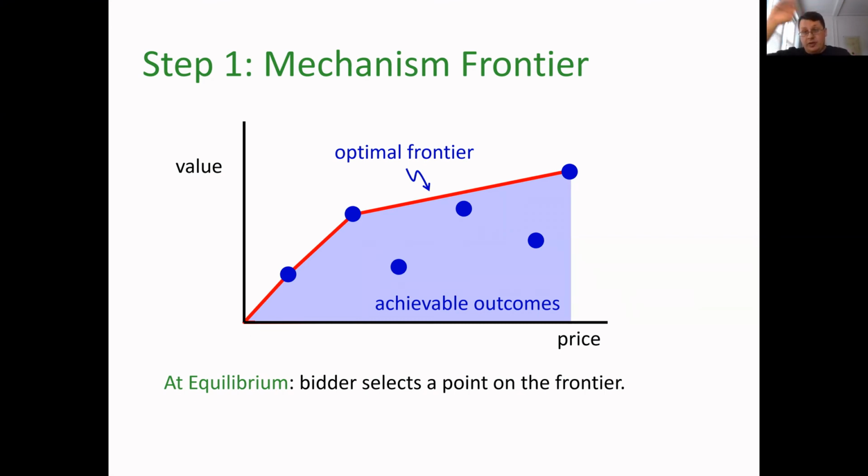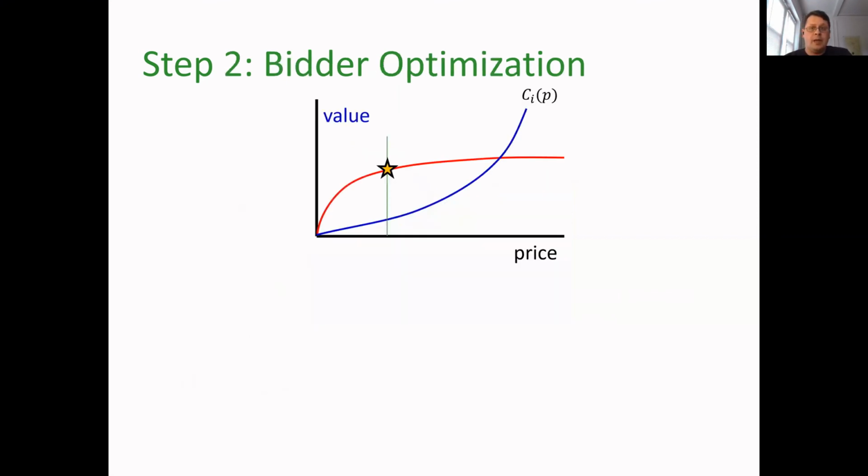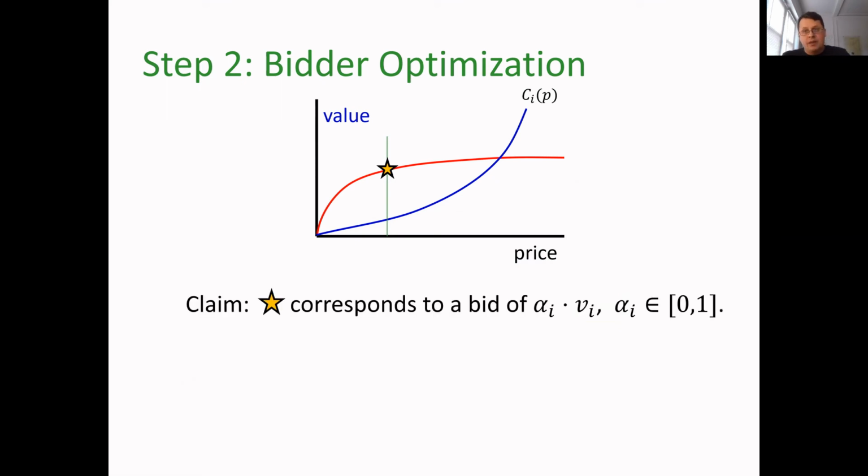And because you can have this randomization over outcomes, this won't necessarily be a concave function. So now the optimization from a bidder's perspective is that they're going to look at this value that they could get from the mechanism, which is this red curve. And they're trying to balance that off against the convex disutility for spending money. So the optimal way to bid will be the way that maximizes this difference, right? In this picture, it would be this star. And so our claim is that this optimal bid, this report that generates the star point, will correspond to a bid that takes the valuation function and scales it by some alpha.